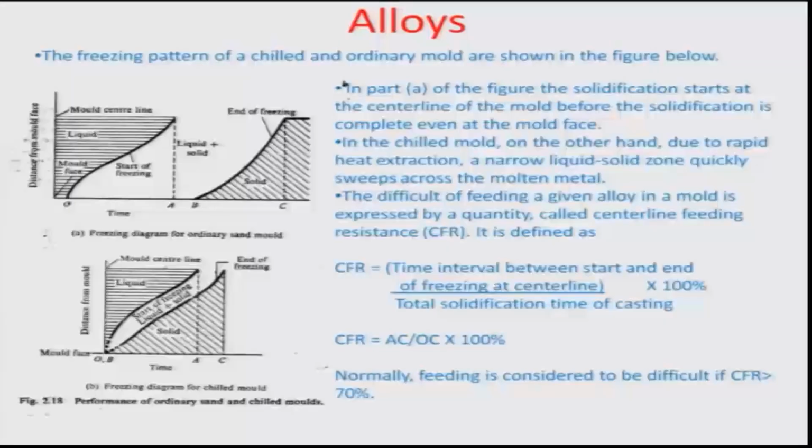So, the freezing pattern of a chilled and ordinary mold are shown right about here. This is the freeze diagram. As you can see here, this is the distance from the mold face. Therefore, this line right here really is the face of the mold, okay. And you can very well see that the face of the mold is completely frozen at the point B. So, there is a liquid line which is somewhere here.